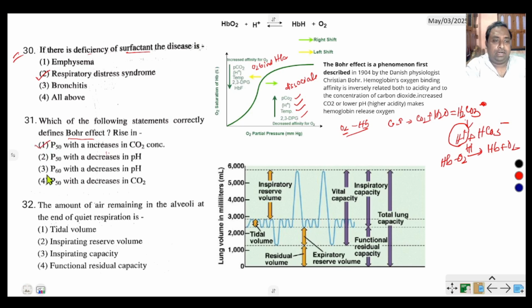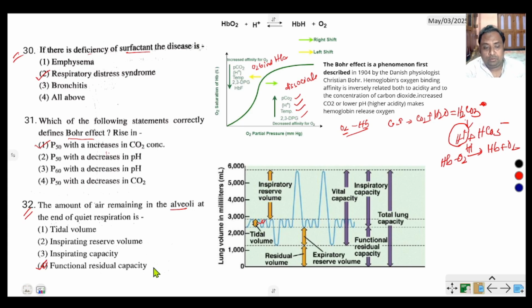Option number 1 is right. 32 number question says the amount of air remaining in the alveoli at the end of quiet respiration is called: tidal volume, inspiratory reserve volume, inspiratory capacity, or functional residual capacity. That is 4. Question answer 4. When we normally breathe, about 500 ml of air we can take in and breathe out. This is called tidal volume. Clear?